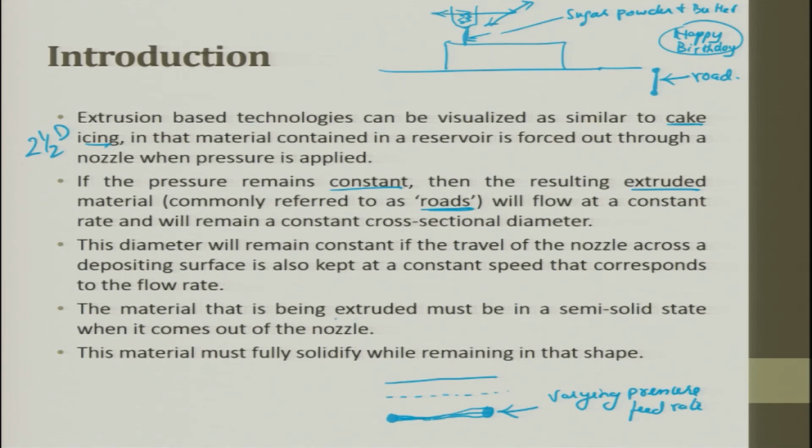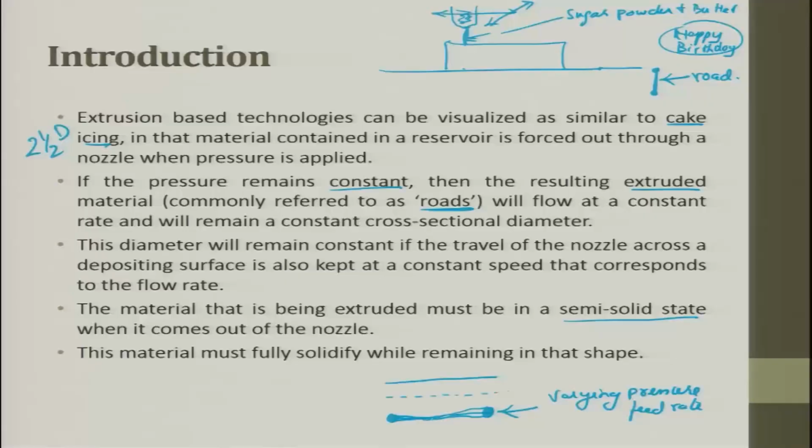The material that is being extruded must be in a semi-solid state. Go back to this icing example and please remember this cake icing, which is a very good analogy. If it has become solid, then you can't push it through the nozzle, or you have to apply a lot of pressure to push it through the nozzle. When it becomes solid and you apply a lot of pressure, there can be a discontinuity in the flow. Say, for example, when the flow happens like this, you can have discontinuity in the flow which comes out of the nozzle.